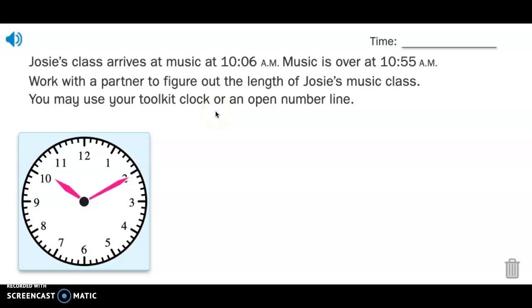Okay, well, I'm going to be your partner. We're going to work through this together. And here is our toolkit clock. And we'll also do it on a number line so we can see two different ways to figure out how long Josie's music class was.